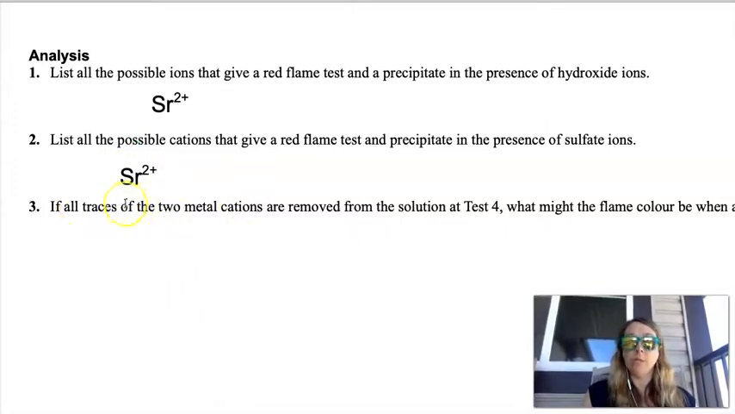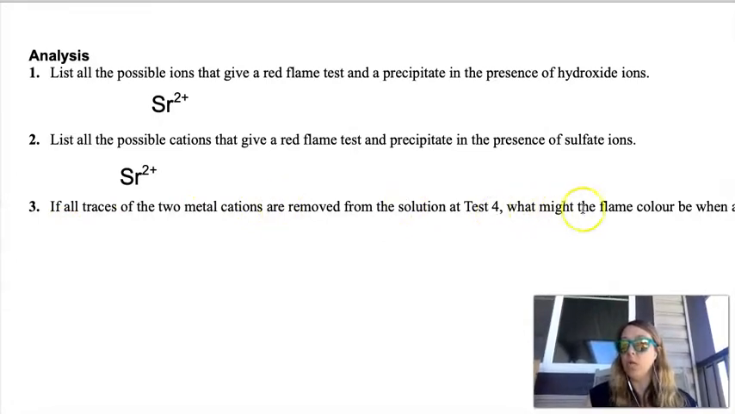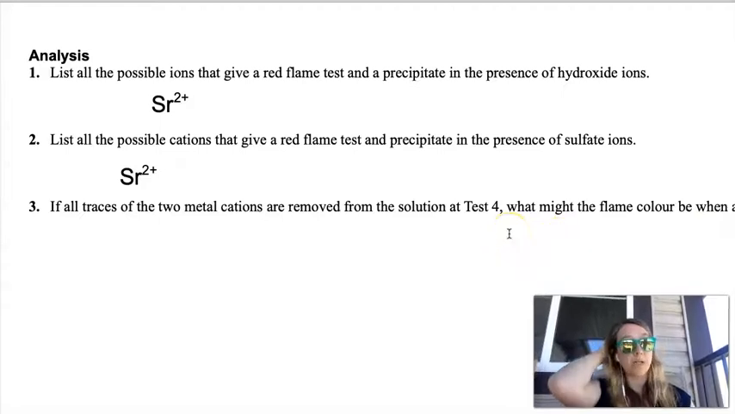Okay, so the last one: if all traces of the 2 metal cations are removed from the solution, what might the flame color be? Well, if we don't have those cations anymore, we shouldn't really have a flame color, because the flame color is simply due to those metal ions.